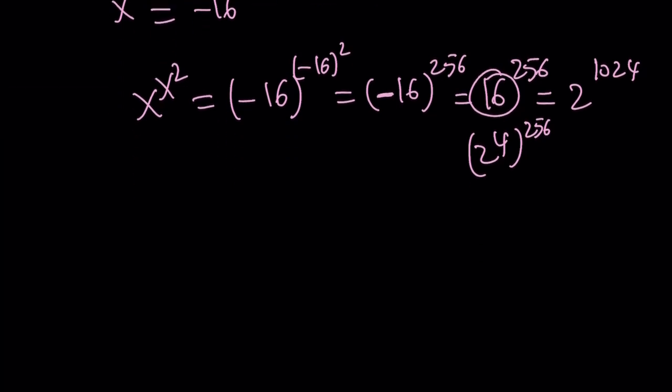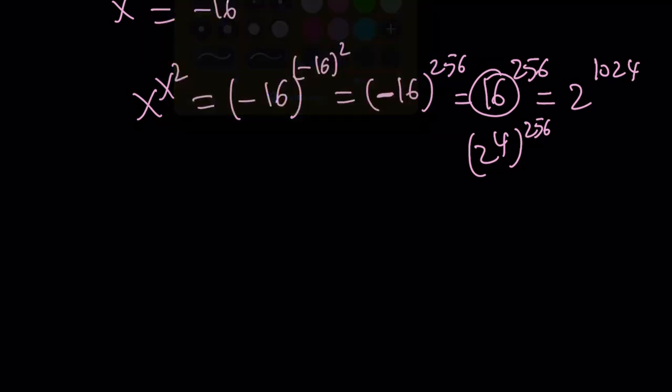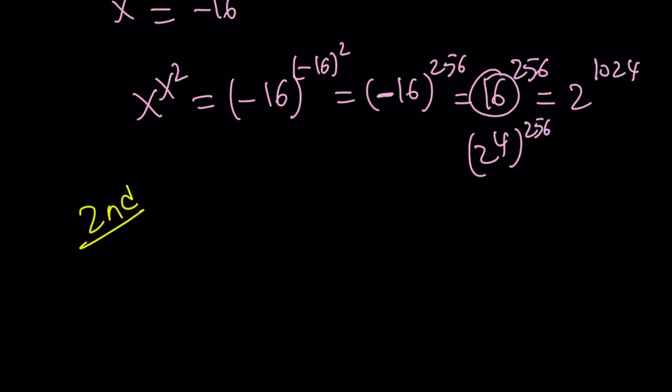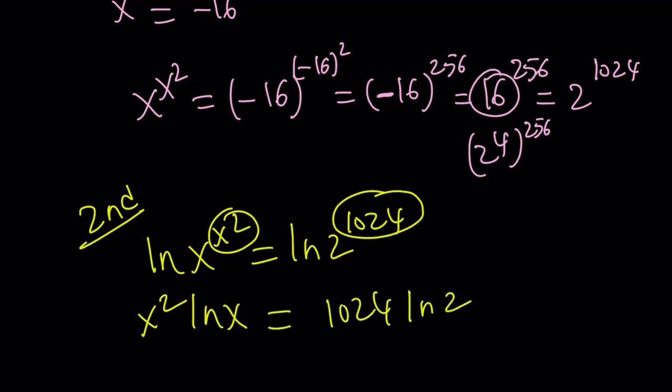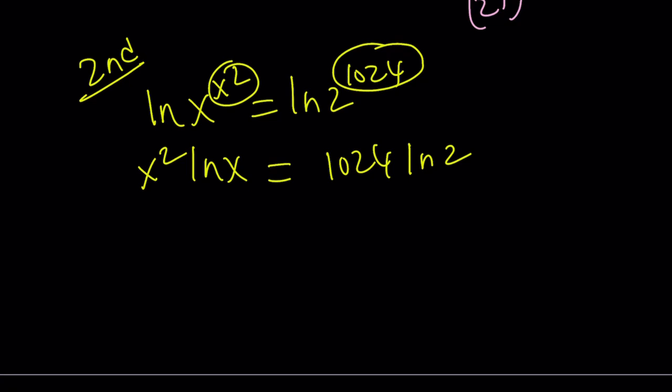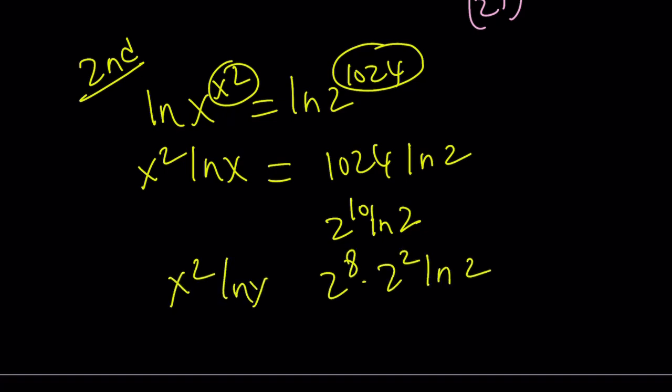We have two solutions. So we could also approach this problem a little differently by using ln. I don't know if we're going to call it a second approach, but let's just take a look. We could take ln of both sides and then get the following. Bring this down: x squared ln x equals 1024 ln 2. So again, we need to manipulate this. 1024 can be factored, like 2 to the 10th power times ln 2. And then we can break it down like 2 to the 8th times 2 to the 2nd times ln 2, and write it equal to x squared ln x.